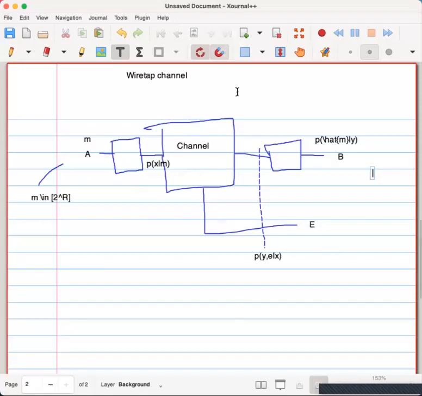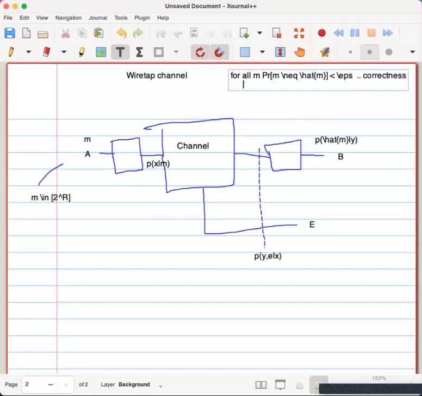Let me write the requirement. For all M, I fixed an M. So this probability is over the encoding, channel and decoding. So probability M not equal to M hat is less than epsilon. So this is the correctness.